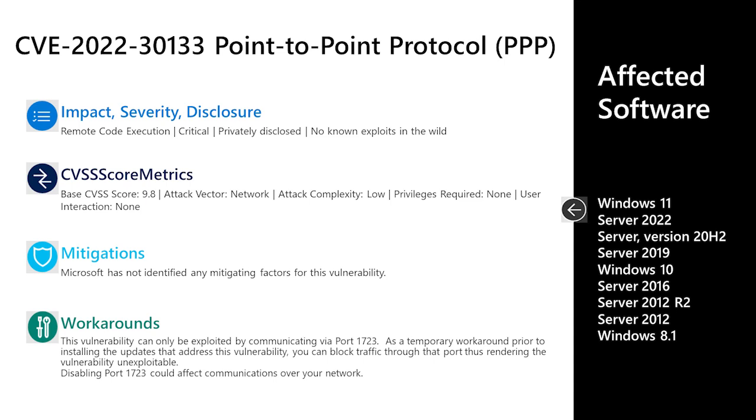There are no known mitigations for this vulnerability, but there is a slight workaround here, in that this vulnerability can only be exploited by communicating via port 1723. And so if you disabled port 1723, that would block this attack vector. As far as the affected software, it's all versions of Windows that are in support, from Windows 8.1 up through Windows 11 on the desktop side, or Server 2012 up through Server 2022 on the server operating systems.